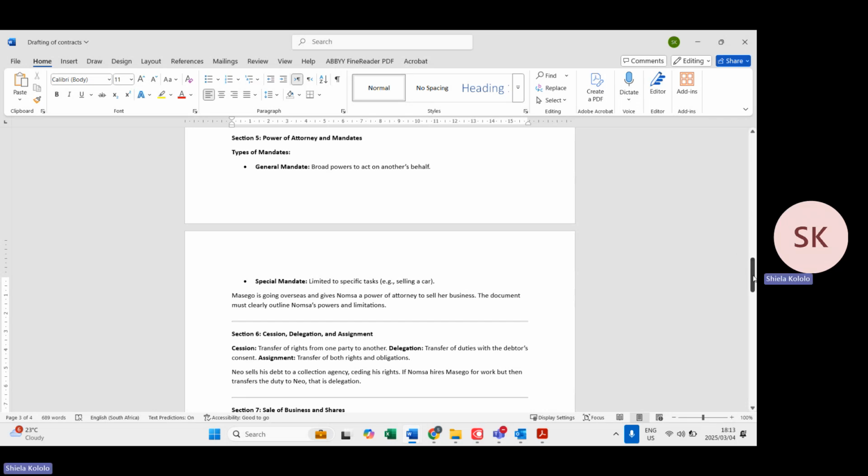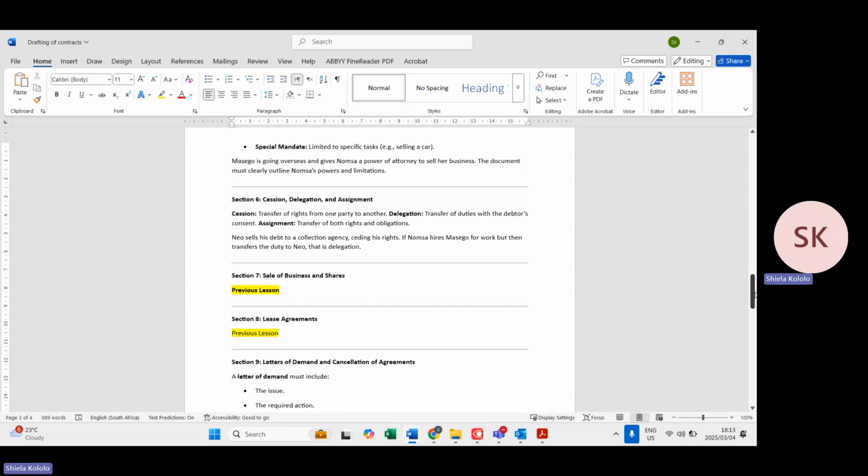That would be it. And then cession, delegation, and assignment, I have dealt with it, and it was stated twice, so it's okay because it mainly forms part of the lease agreement or your contract. So in cession, you are basically transferring rights from one party to another. Delegation is basically you transferring your duty to act to another with consent, and then assignment, you transfer both rights and obligations to another person.